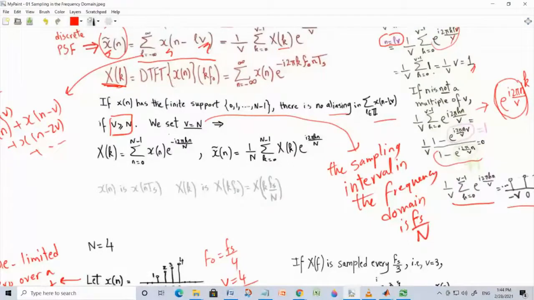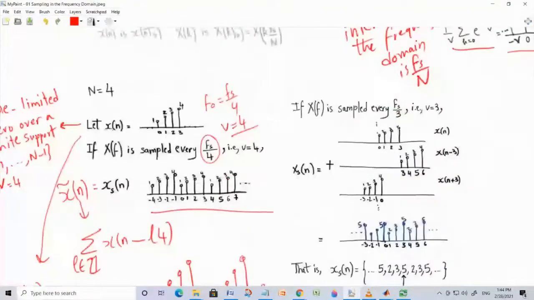Like to have a better feeling of, so what if you choose v less than n? In that case, there will be aliasing. Let's see. Suppose that v is equal to 3, and in our case here, n is equal to 4. So this is our example signal.